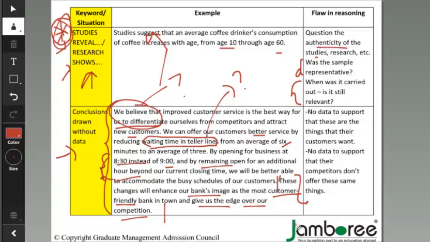Anyway, do you see the difference between conclusion without data versus wrong conclusion? Are you able to understand? Everybody, are you able to understand the difference? Any questions till now?